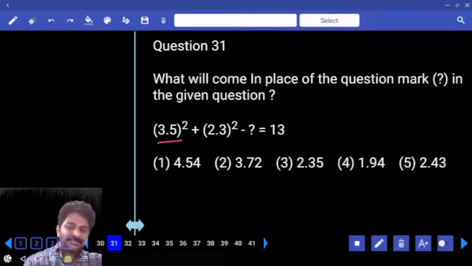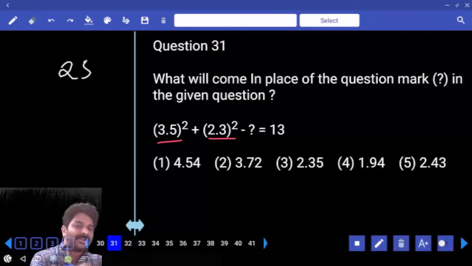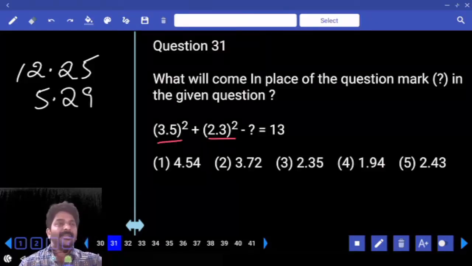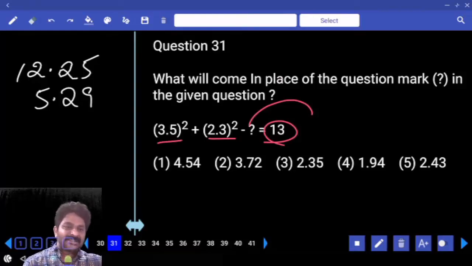Right, forget about decimal for some time. 35 square, 25, 3 into 4, 12. 23 square, 529. Now if you keep decimal, that becomes 12.29, 5.29. Minus x goes to the other side. Right hand side 13 will come to left hand side.